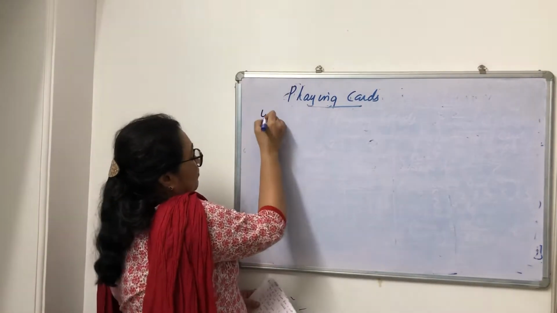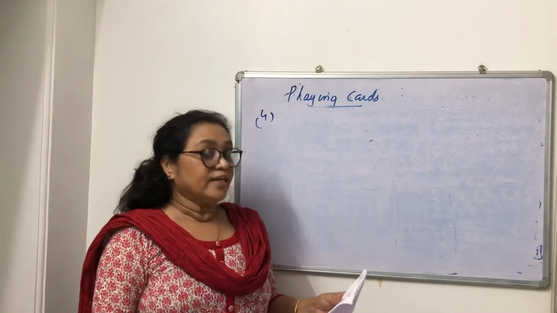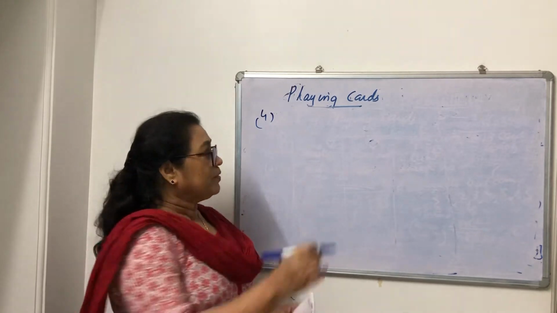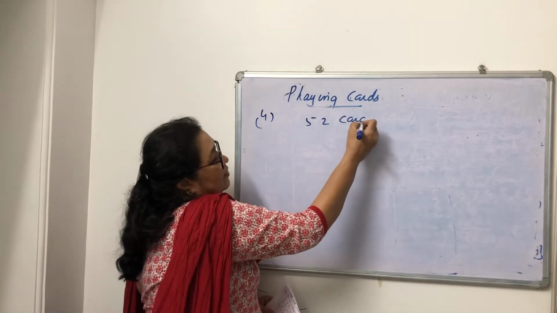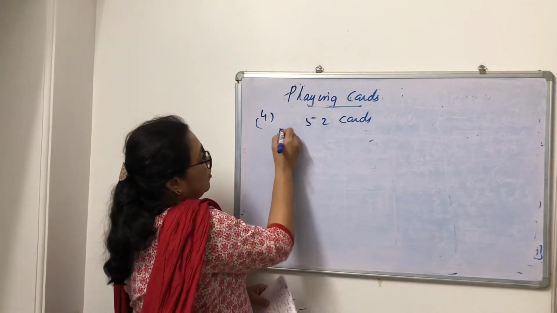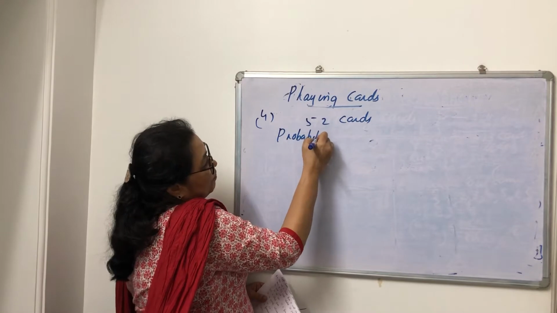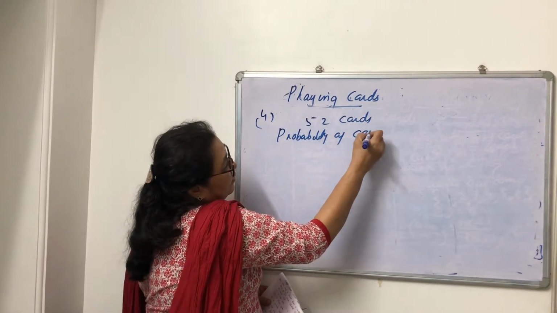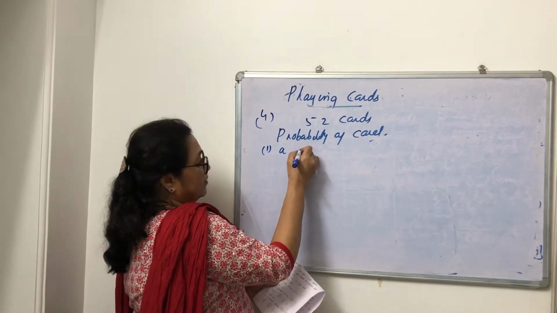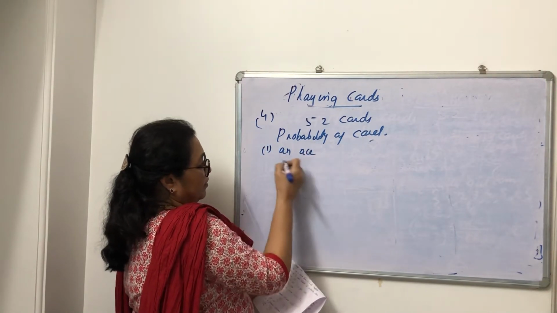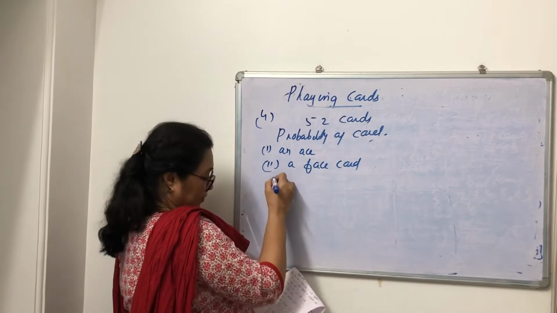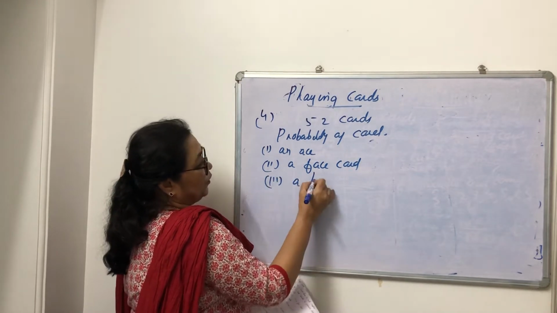So one question I am making you do. One card is drawn from a well shuffled deck of 52 cards. So that means there are 52 cards. Then calculate the probability of the card. First one, an ace. Second, a face card. Third, a black queen.